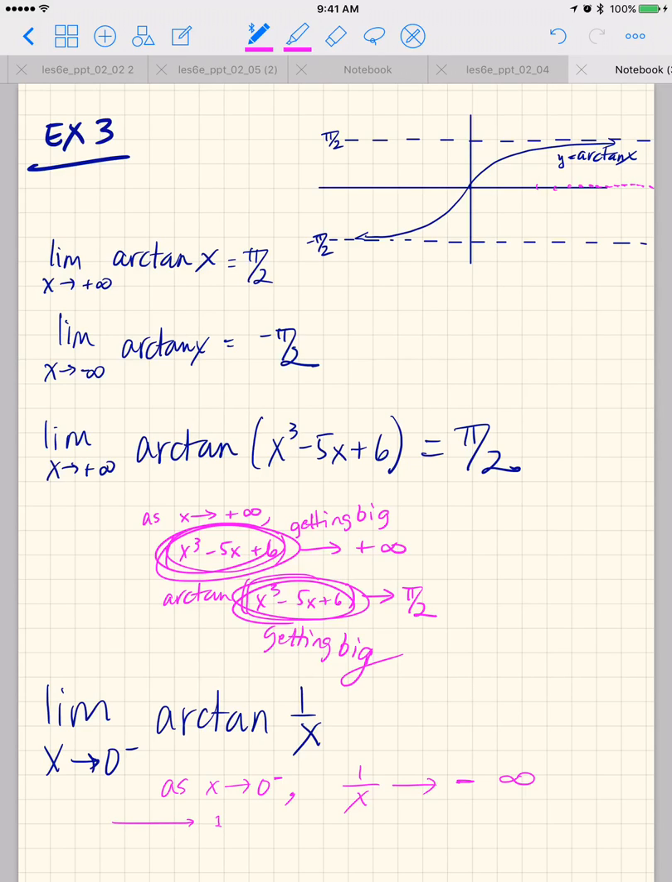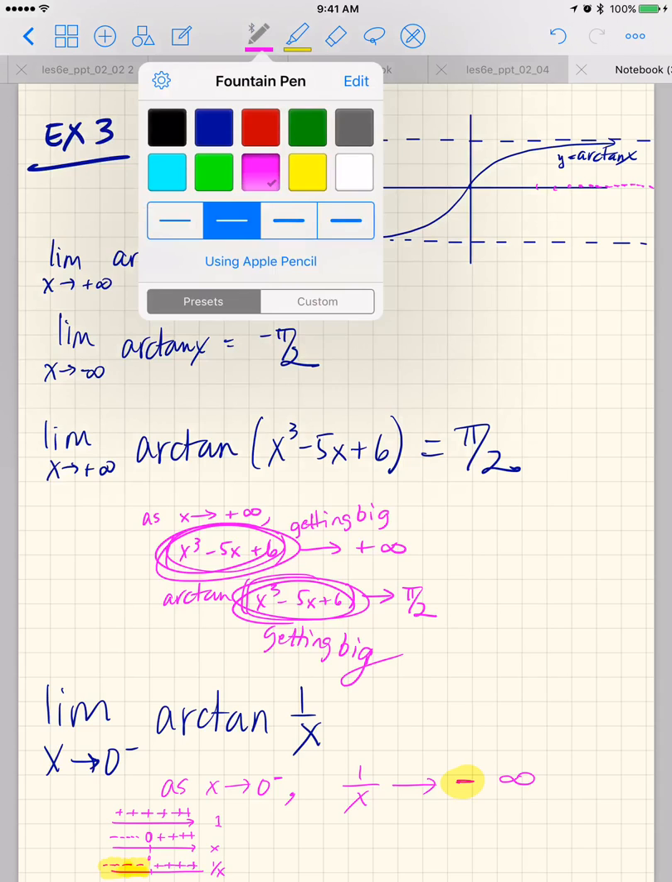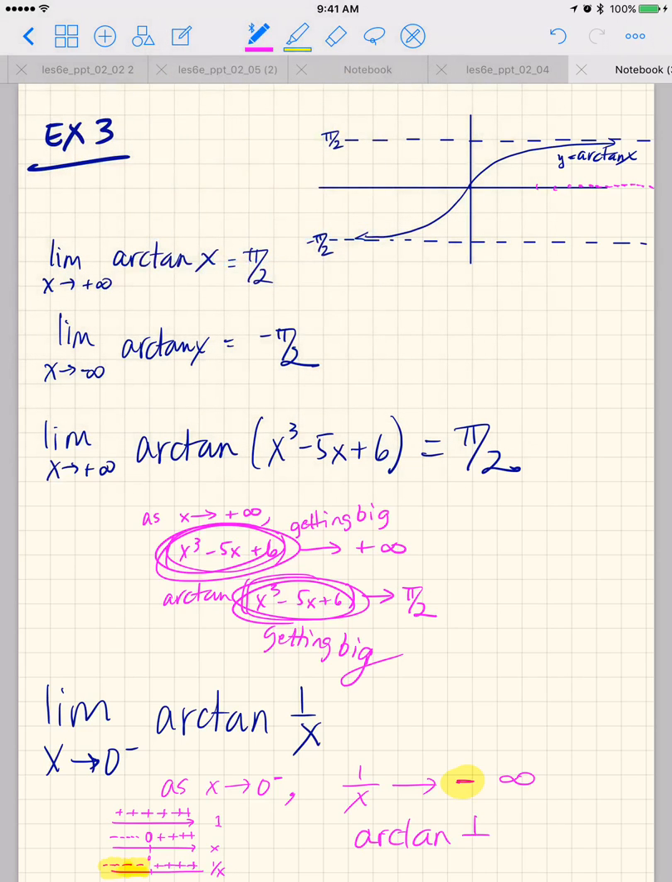I can have here's 1, and here's x, and here's 0. 0, positive, negative. 1 is just always positive, right? So 1 over x is going to be positive, positive, positive, positive over here, negative, negative, negative over here. So if I'm approaching 0 from the left, my values are negative, right? So I'm going to have negative infinity. So now 1 over x is approaching negative infinity, and arctangent of 1 over x is going to be approaching negative pi over 2. So this limit is equal to negative pi over 2.